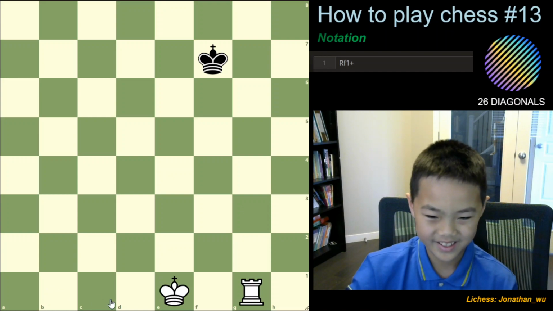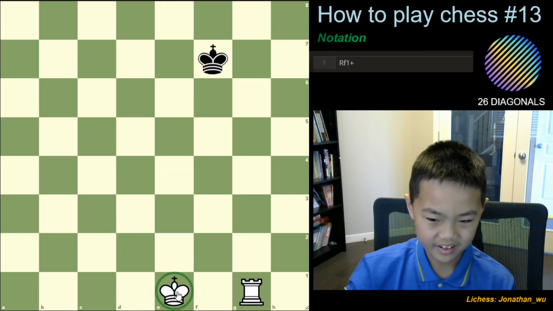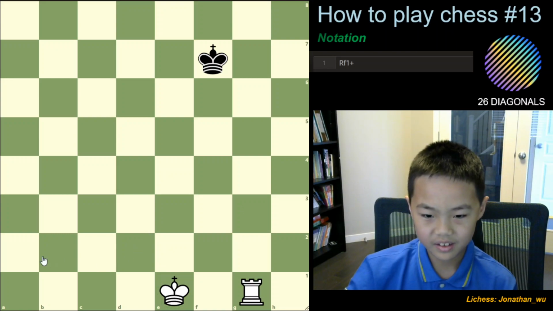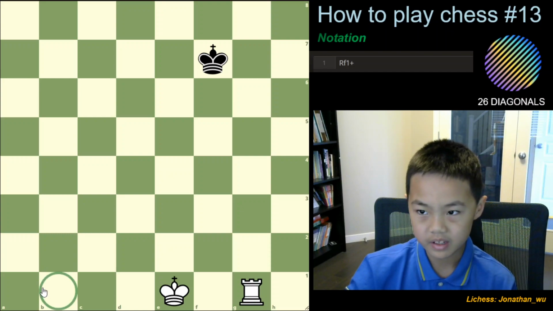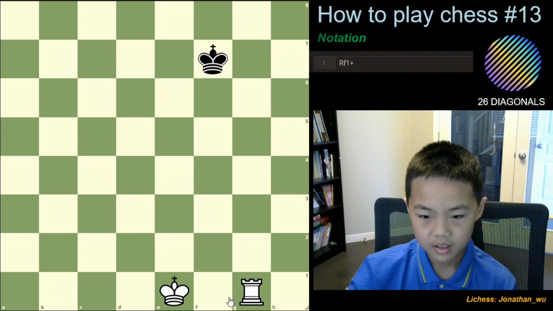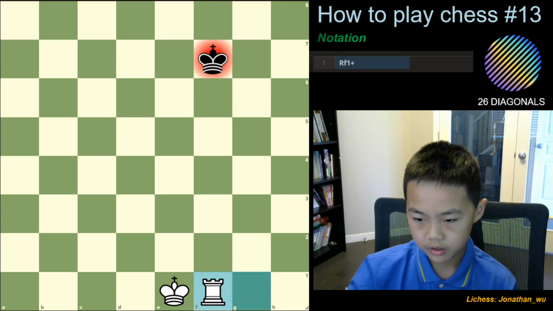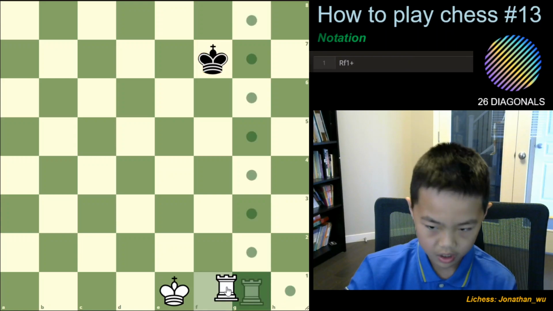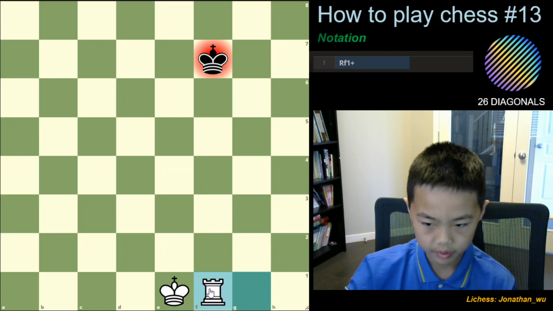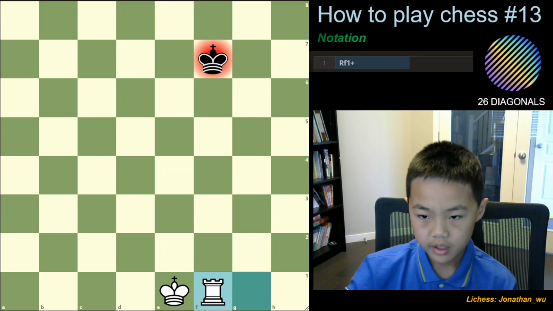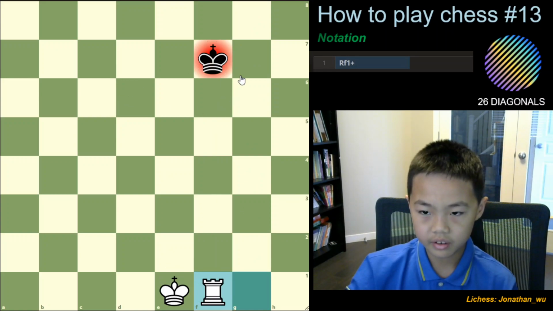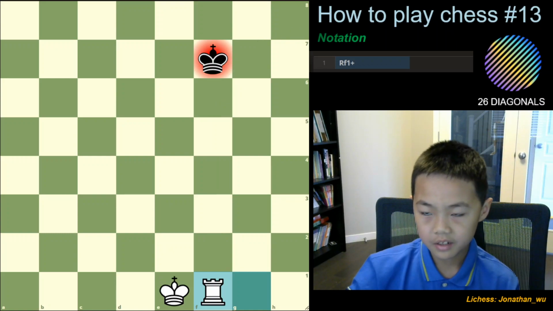I think you guys know that. And the king has to start with a K. So they just decided that knight would be N, and the king would be K. And a bishop would be B. So basically here, rook F1. So they wrote R, and then the square they want to go to, F1. And it is checking the king. So the king has to move somewhere, obviously.